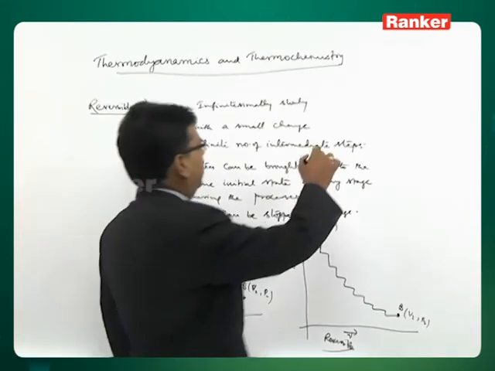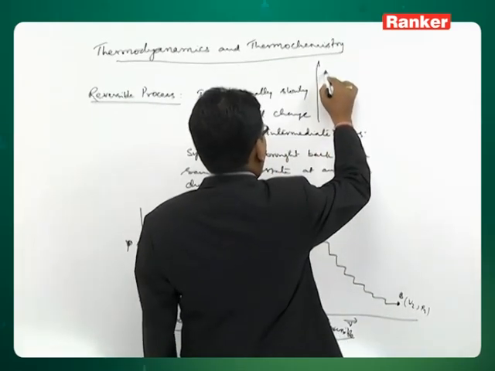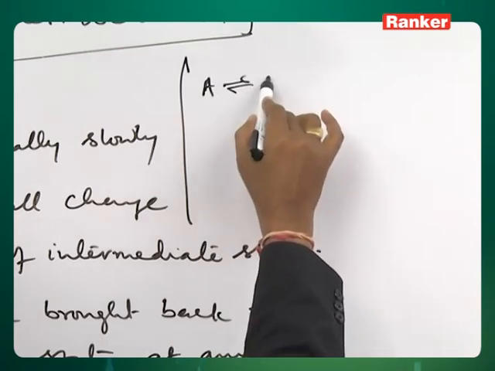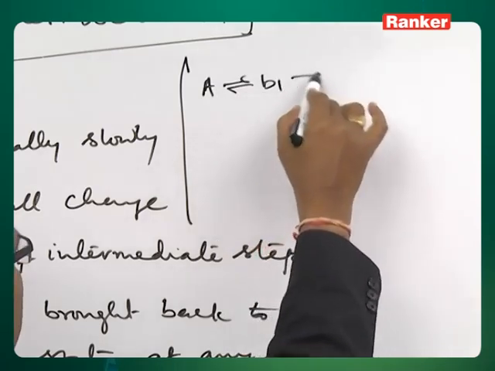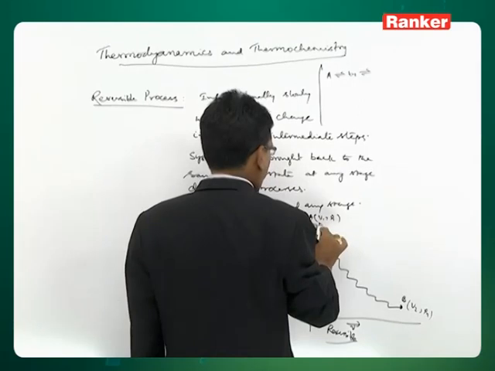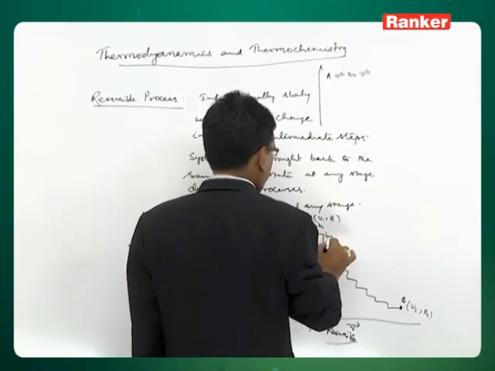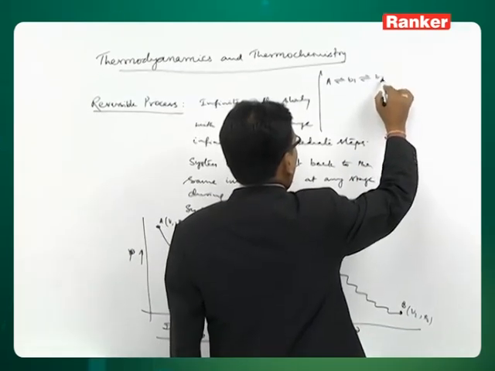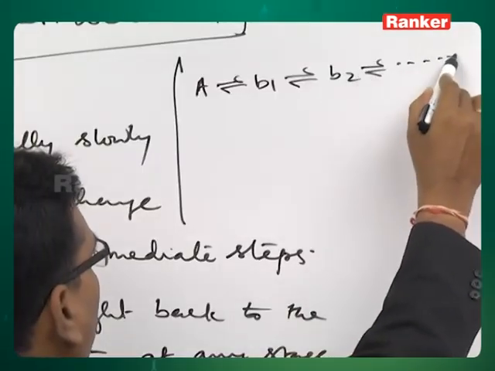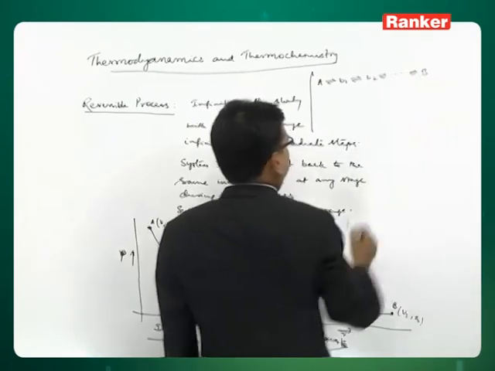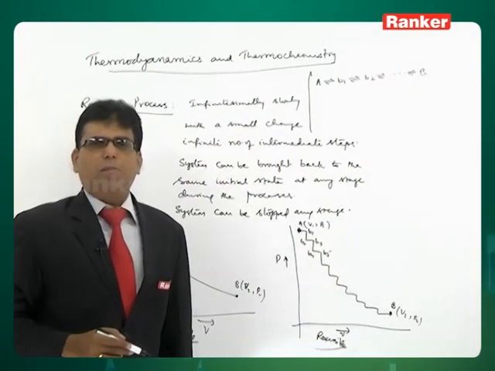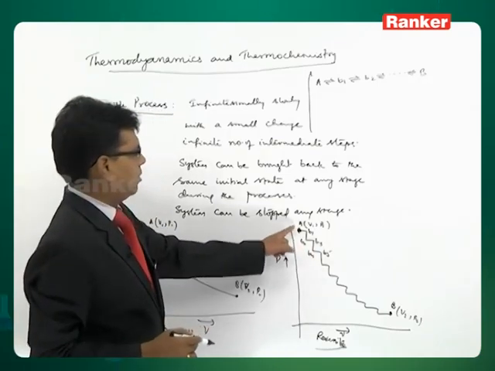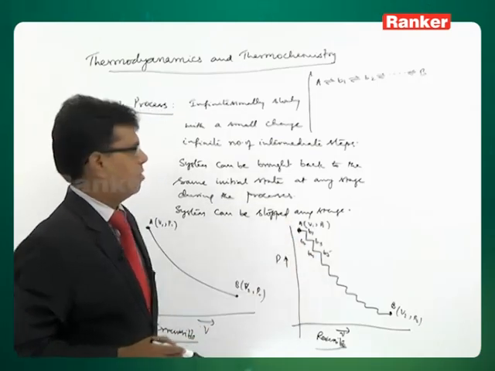And here, suppose the system starts at A, it undergoes many intermediate changes, A to B1, B1 to B2, B2 to B3, B3 to B4, B4 to B5, and finally it reaches B. So there are so many intermediate steps involved, and the system can be brought back to the same initial state during any stage of the process.